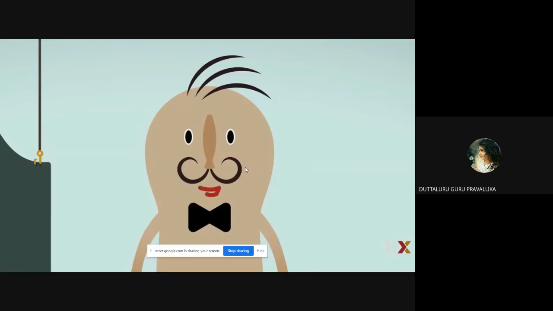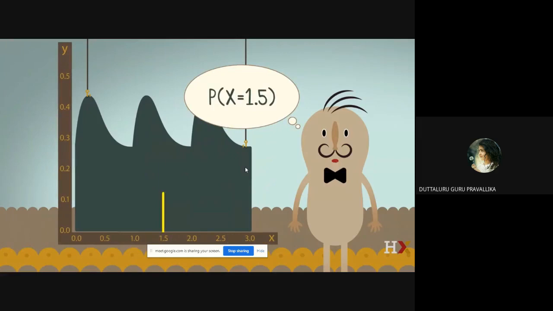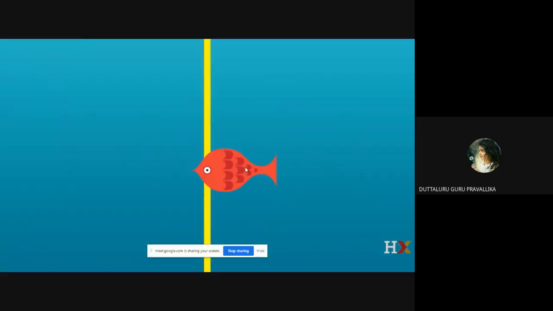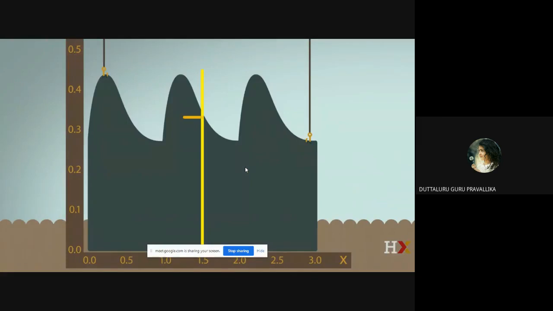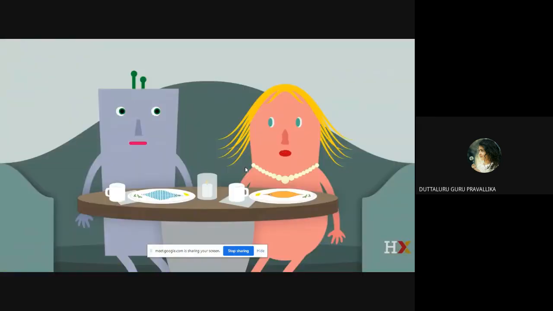Okay, everyone. What's the probability that Randy is at x equals 1.5? We are looking at her horizontal position in the tank based on where her eye is. That's easy. I'll just measure the height of the tank at x equals 1.5. Okay, 0.33. No, the probability is 0.